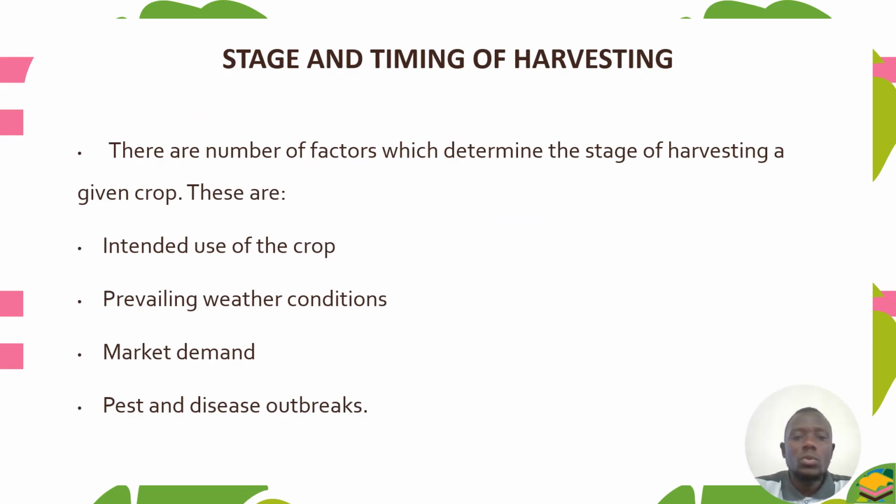So let's now go to stage and timing of harvesting. There are a number of factors which determine the stage as well as the time of harvesting of a given crop. These factors are the intended use of the crop. The intended use or purpose of that crop, what you are going to use that crop for, will affect the stage and the time of harvesting. Prevailing weather conditions also affect the time of harvesting. We talk of market demand, and pest and disease outbreak. So let's look at these details.